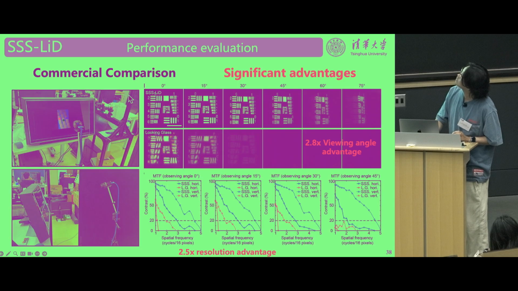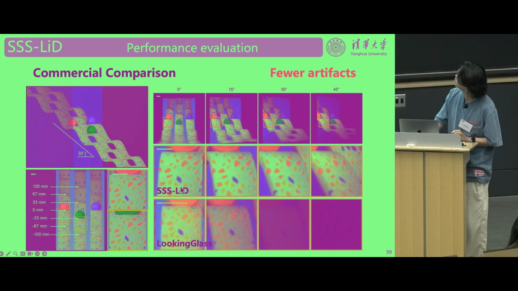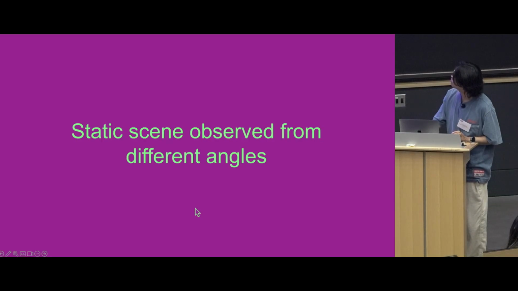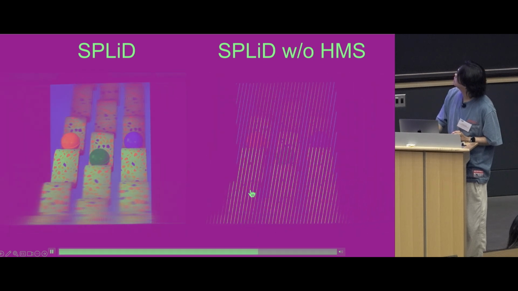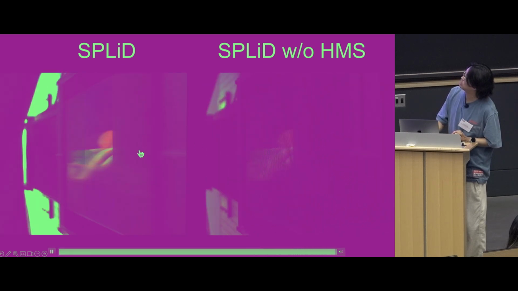We also compared with the commercialized method, the commercialized Looking Glass, and ours is better. This is the Looking Glass result, and this is our method. You can see much more stable angle dependency, and also much higher resolution without pixel artifacts. This is without HMS. This is with HMS.